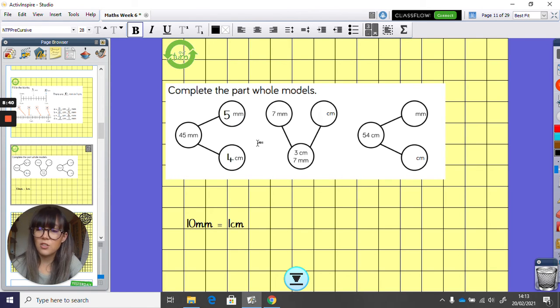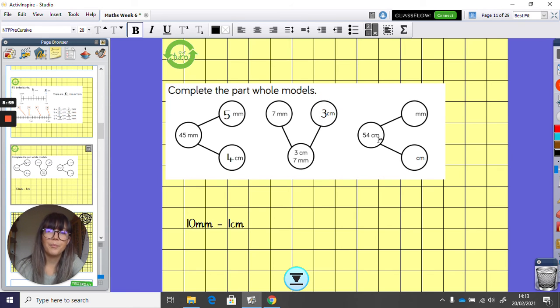Now, the next one, actually, I think is a little bit easier. All they've done is they've written it in a slightly different way. They haven't written 37 millimetres, they've written 3 centimetres and 7 millimetres. So we've got our 7 millimetres there, so there's going to be 3 centimetres there.